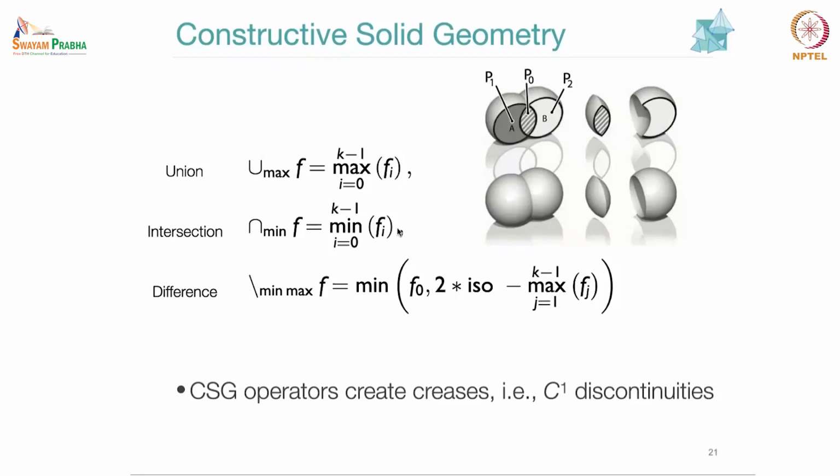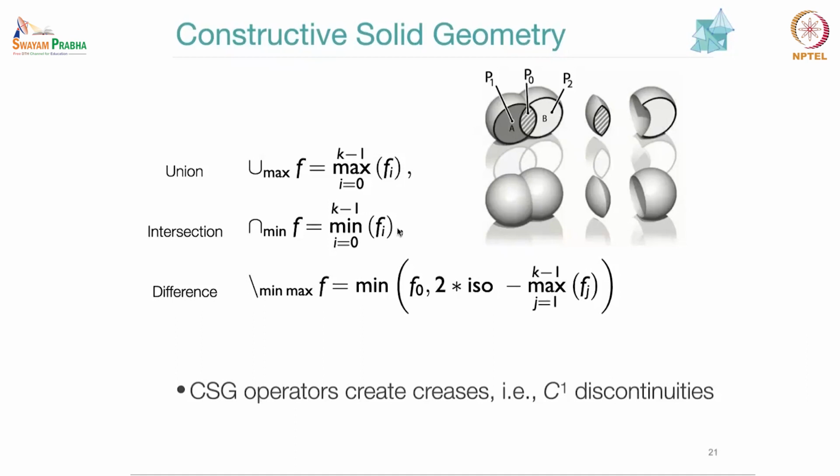It must be noted that these CSG operations create creases. So there are C1 discontinuities. The derivative is no longer defined along the creases. So you have a sharp crease, and to be frank, it might be needed in certain applications, right? I might want a sharp crease at a point. It's not an artifact of CSG, but rather it's a good thing.